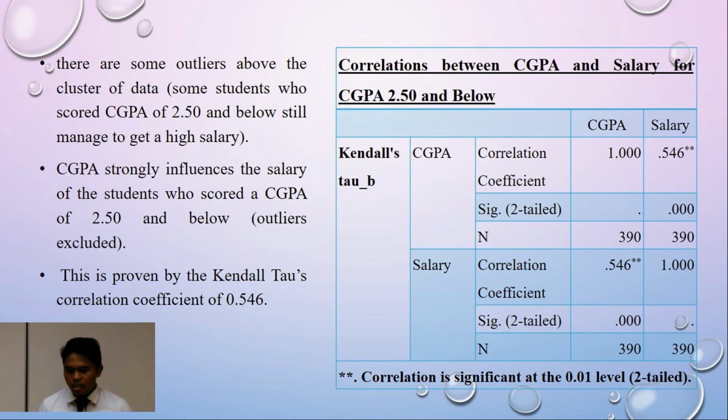There are some outliers above the cluster of data. Some students who score a CGPA of 2.5 and below still manage to get a high salary. CGPA strongly influences the salary of the students who score a CGPA of 2.5 and below, with outliers excluded. This is proven by the correlation coefficient of 0.54.